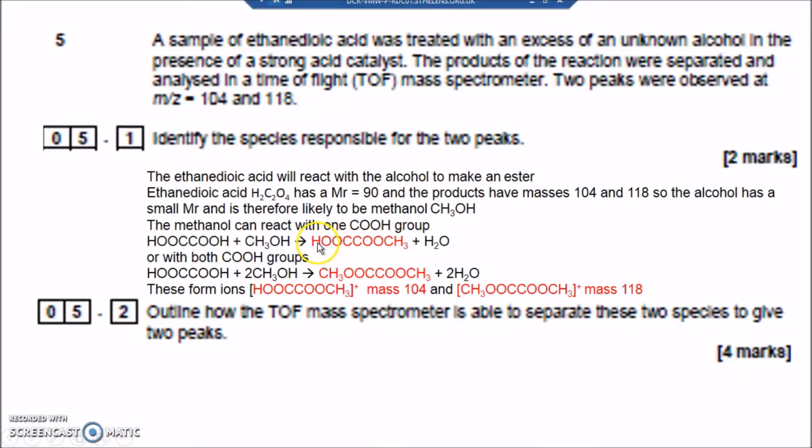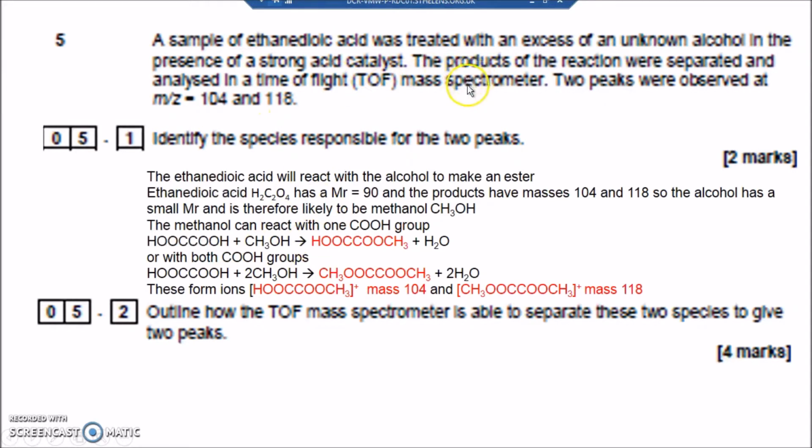Let's just check out what I've got. I've got 4 hydrogens, which is 4. I've got 3 carbons, which is 36, and I've got 4 oxygens, which is 64. That adds up to 104. So it was methanol. And then for my 118, it will react with both ends. So 2 lots of methanol. So at one end it loses an OH, and a methanol joins on, loses an H, and forms an ester at one end, and it will form an ester at the other end. And if I add the MR up of that, it will equal 118.